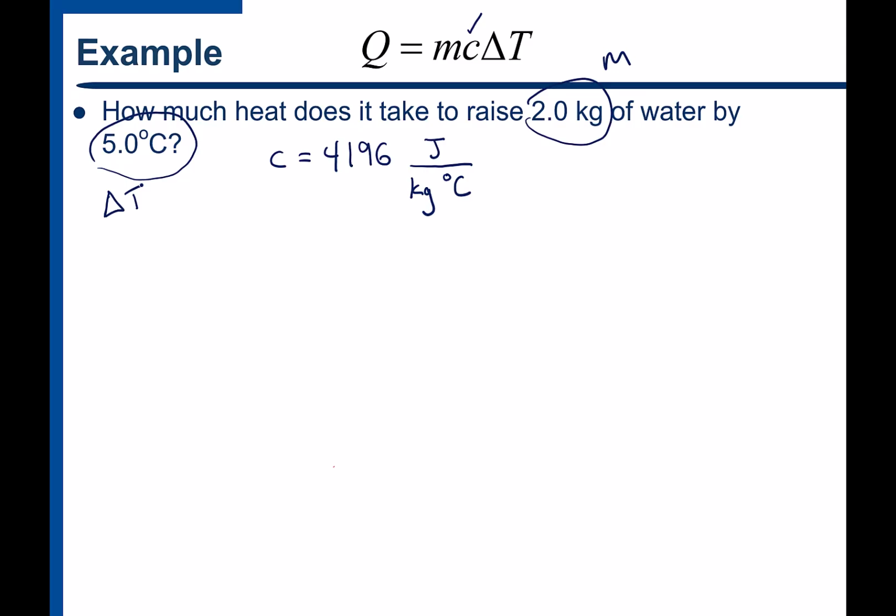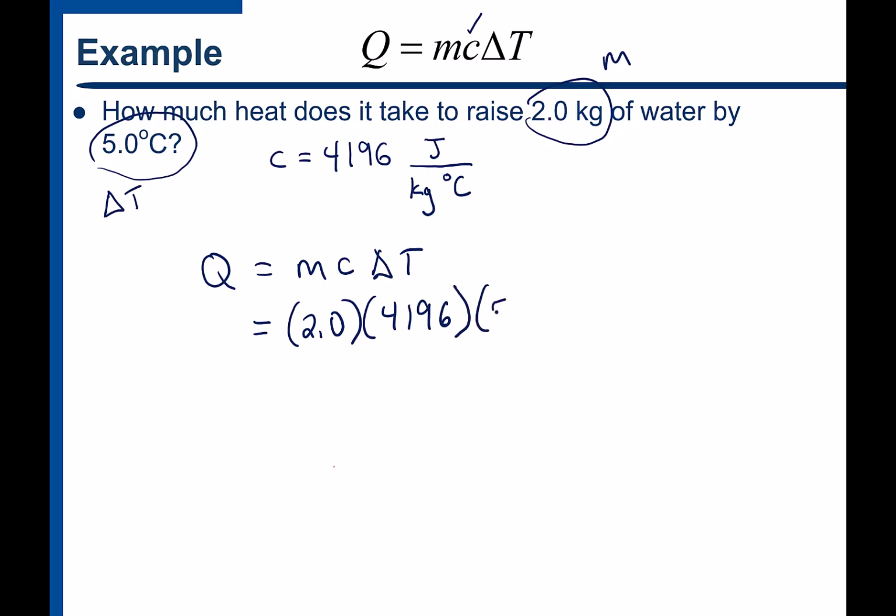And so in this case, we can just plug into the formula. The heat is equal to m c delta T. So that's the mass of 2 kilograms times the specific heat capacity, 4196, times the temperature change of 5 degrees. And if you calculate that, you should get 41,960 joules.